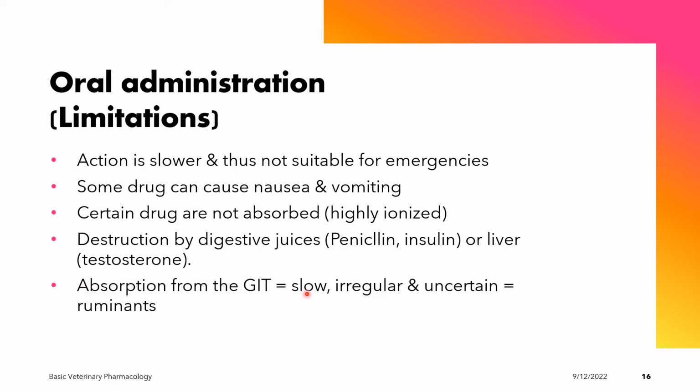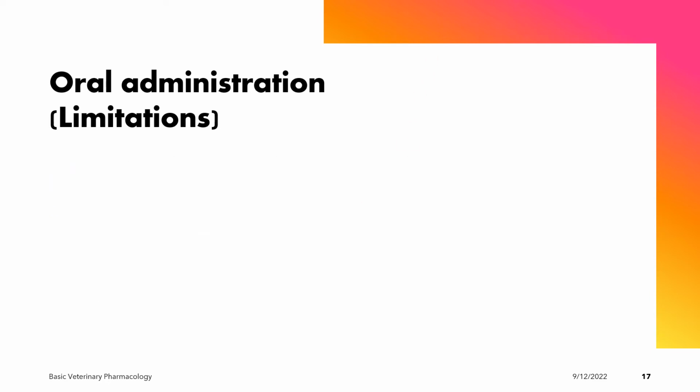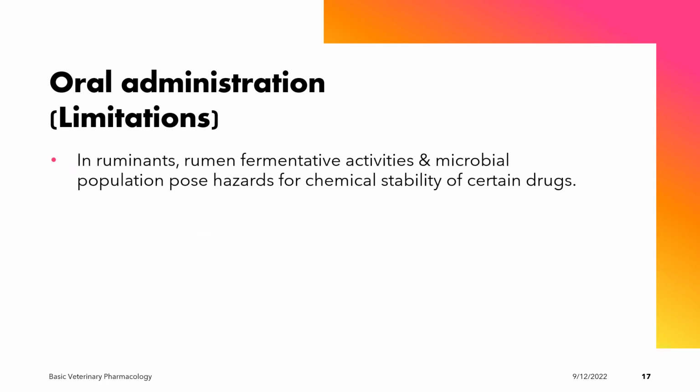Absorption from the GIT is also slow, irregular or erratic and uncertain, and this is true, for example, in ruminants. Another limitation of oral administration in the case of ruminants is that the rumen fermentative activities and the microbial population pose hazards for the chemical stability of certain drugs. Examples of this are the drug chloramphenicol as well as the digitalis glycosides. In adult ruminants, the administration of chloramphenicol is not recommended because the drug is metabolized by the rumen microfauna more rapidly than it is absorbed.